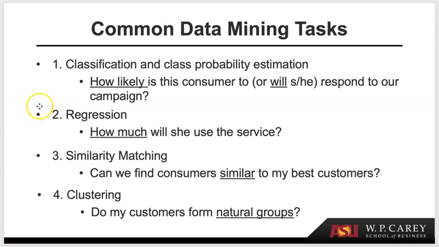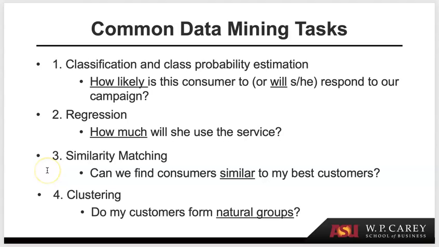Second one, regression. How much service will my customer use? What's the consumption level? Is there a target? Yes, the amount of consumption. Is that categorical or numeric? Is there an order? Yes, high consumption versus low consumption. So this is a classic example of regression.